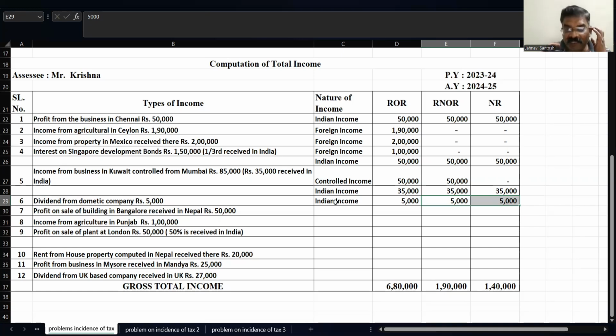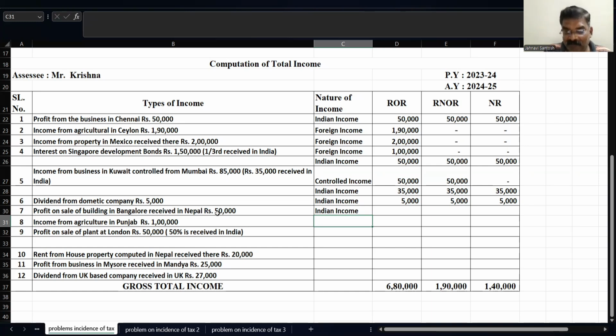So any dividend received inside India is taxable in all three cases. Next, profit on sale of a building in Bengaluru received in Nepal, 50,000. I treat this as an Indian income. Why Indian income, children? Because the building is in Bengaluru, right? The profit is earned in Bengaluru. Only the received part is in Nepal.